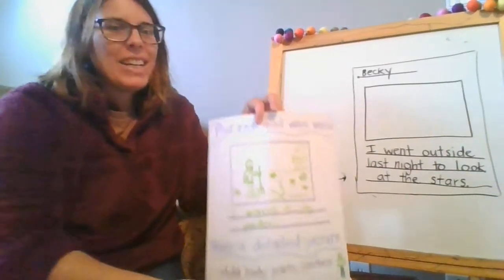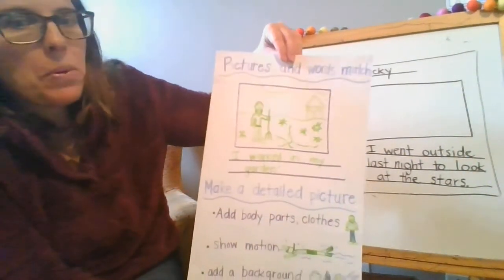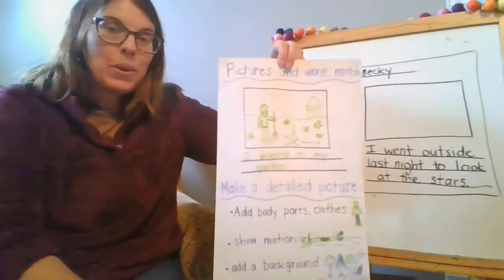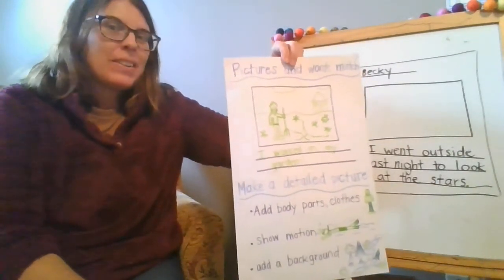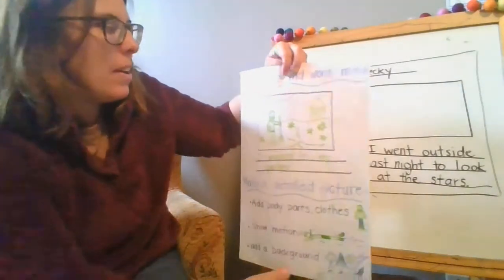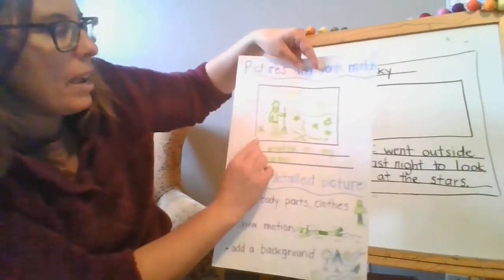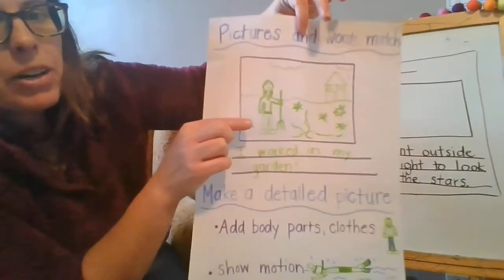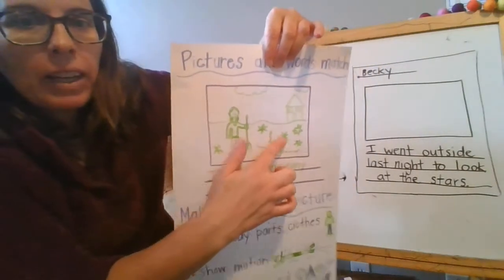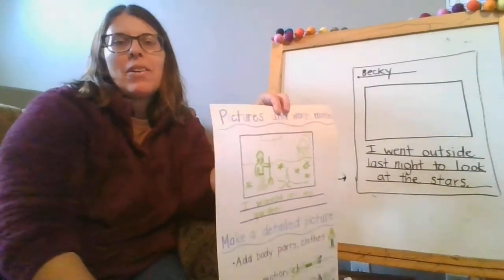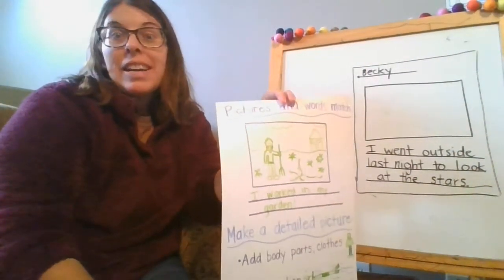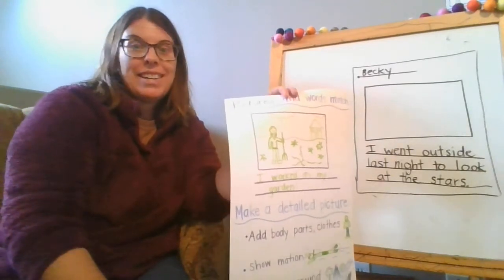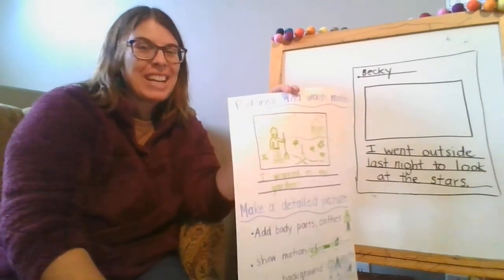Hi, writers. Today I want to talk to you a little bit more about making sure that your pictures and words match. Okay, so think about this right here. I worked in my garden. And there I am, and I drew a picture of me working in the garden. Now, if I wrote I worked in my garden, would it make sense to draw a picture of me going on a bike ride? No, that wouldn't make sense.